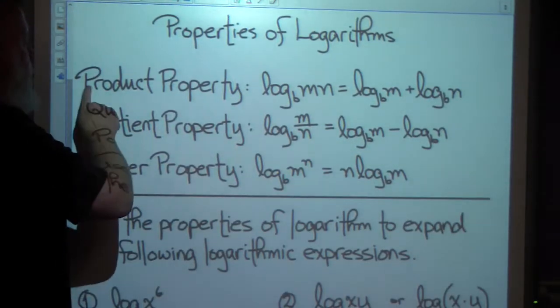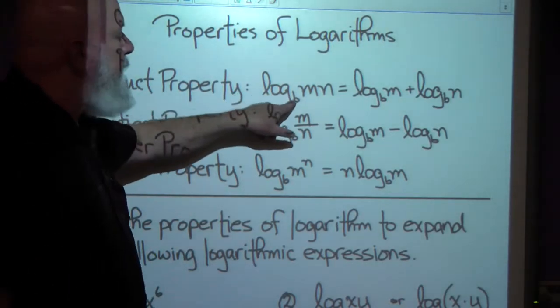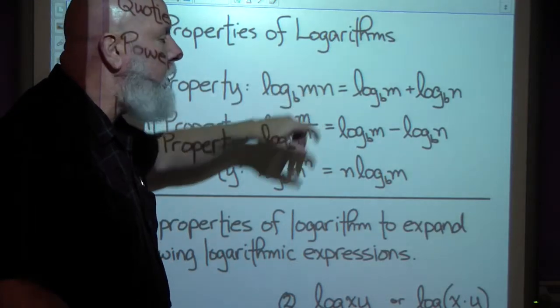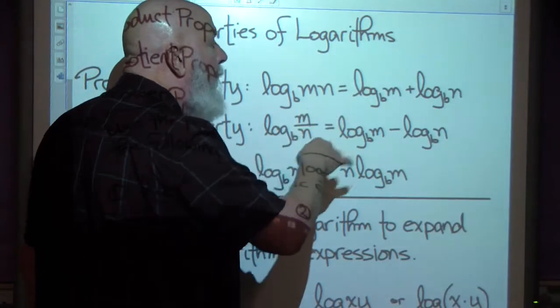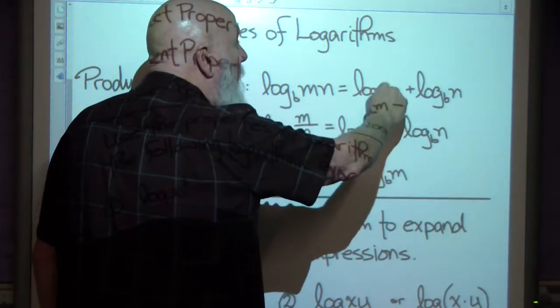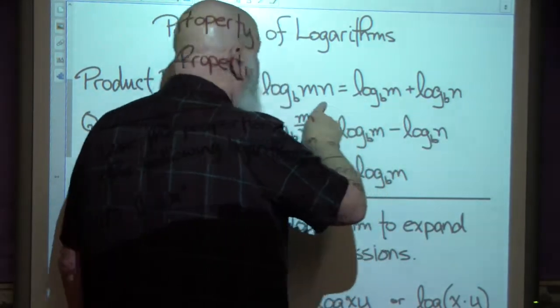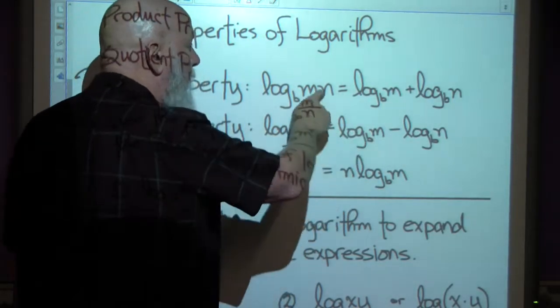Properties of logarithms, we're going to be talking about 3 of them today. The product property says that if you have the log of a product, that's two things that are multiplied together, you can rewrite that logarithm in what we call expanded form. Just take the log of the first one, write a plus sign, and then take the log of the second one. This expression is equal in value to this expression. That's called expanding a logarithm.